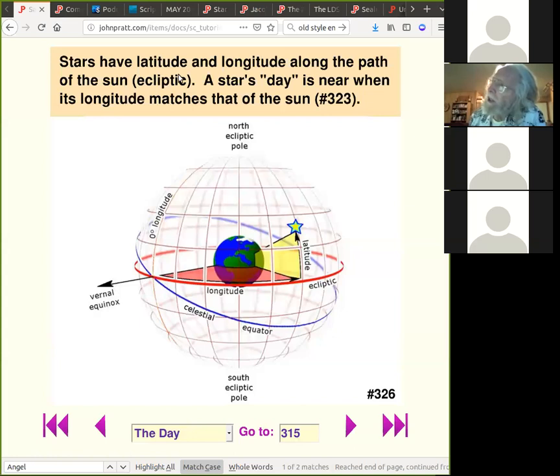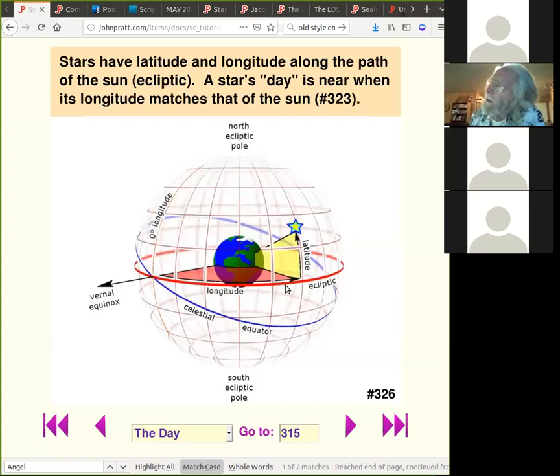Stars have what's called latitude and longitude along the path of the sun, the ecliptic. So it's very much like on the Earth. We have latitude and longitude. Longitude is going around the Earth. Latitude is going up toward the pole or down toward the South Pole for negative. So that shows it here. The red circle on slide 326 is longitude, and there's a starting point you measure from, and you measure around to the point under the star, just like longitude on Earth, and then you measure up to the star 90 degrees up, and that's called the latitude. It's just like on Earth.